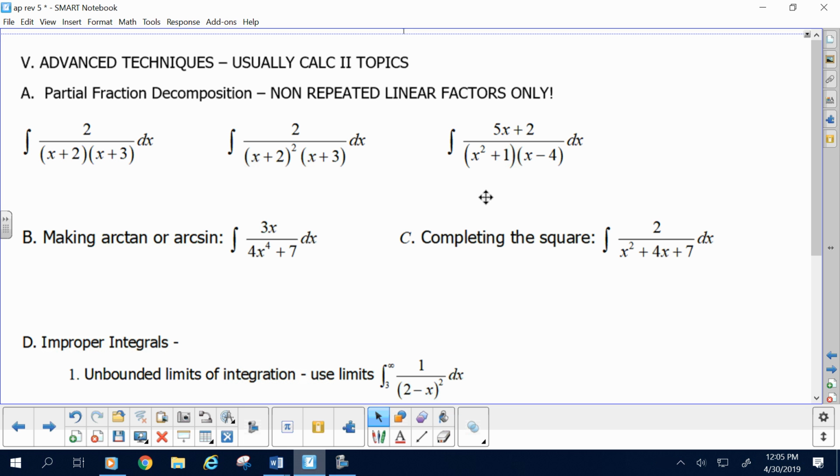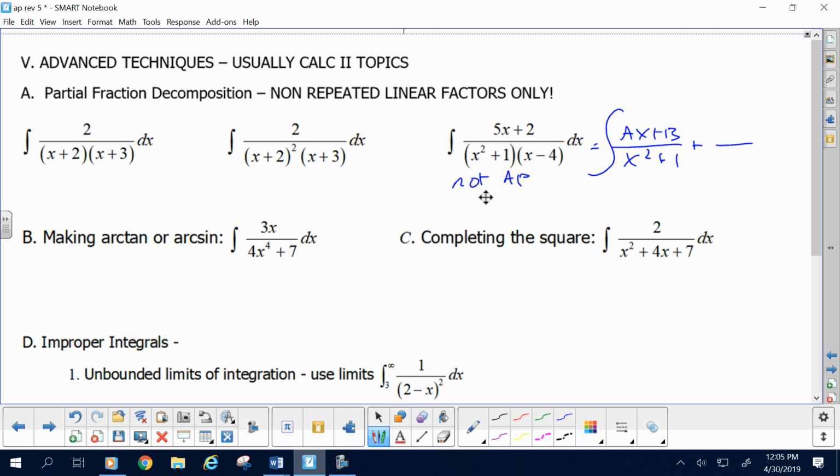When you have an irreducible quadratic, which is to say a quadratic that can't be factored over reals, then you would use the ax plus b method here. Maybe in the interest of time, let's just say not AP, but you would do it as ax plus b over x squared plus 1 plus c over x minus 4, and you do your process, right? This would be a over x plus 2, b over x plus 2 quantity squared, c over x plus 3, but this is not on the AP test. Okay?